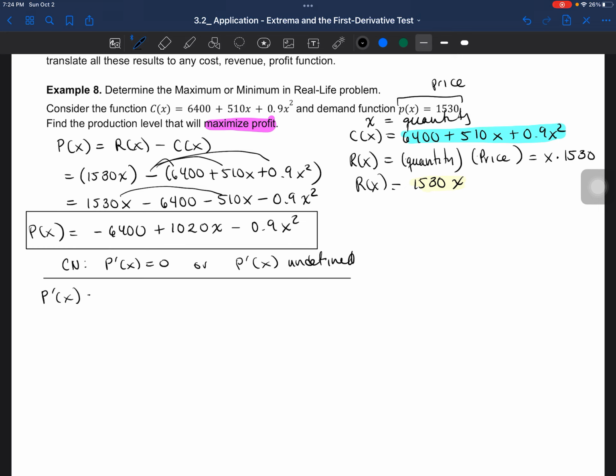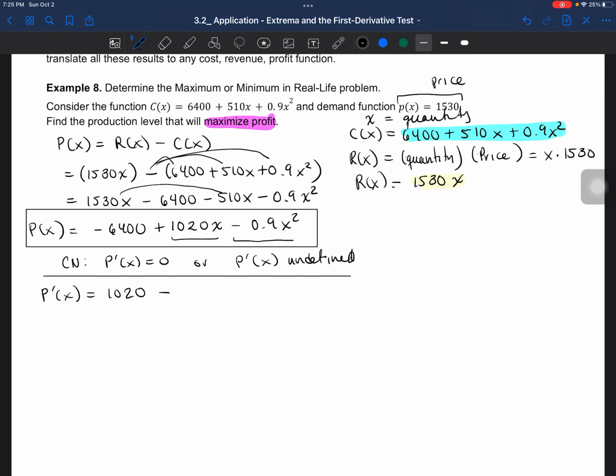So the derivative of p is going to be the derivative of the constant term, negative 6400, which is 0, so we're not going to write that out. The derivative of 1020x is going to be 1020, pretty much drop the x. And the derivative of minus 0.9x squared, by using the power rule along with the constant multiple rule, tells us that we multiply these two together. This gives us 1.8 times x, and then we subtract 1 from the power, which means it's the power of 1. But of course, we never write that out.